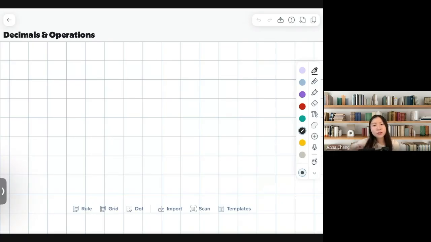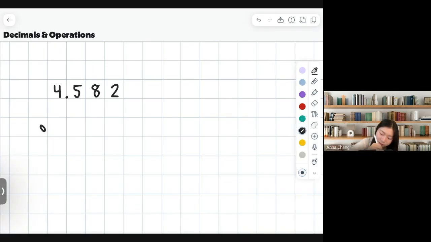Decimals are simply another way of representing fractions with denominators that are powers of 10. So let's look at an example. Here the digit 4 is in the ones place. It's followed by our decimal, that dot right here. Our 5 is in our tenths place. Our 8 is in the hundredths place. And our 2 is in the thousandths place.